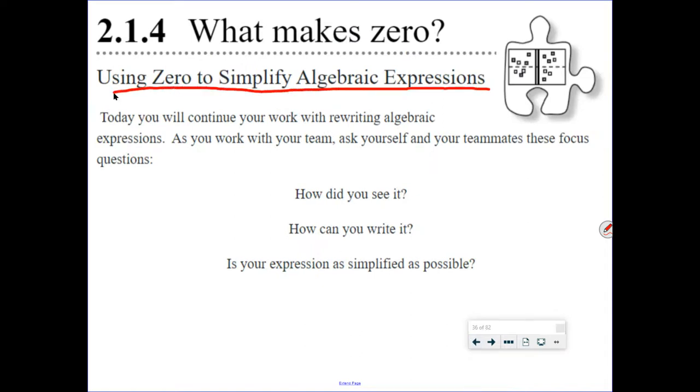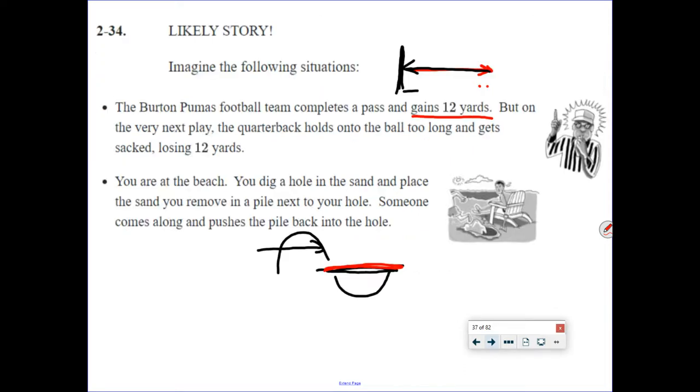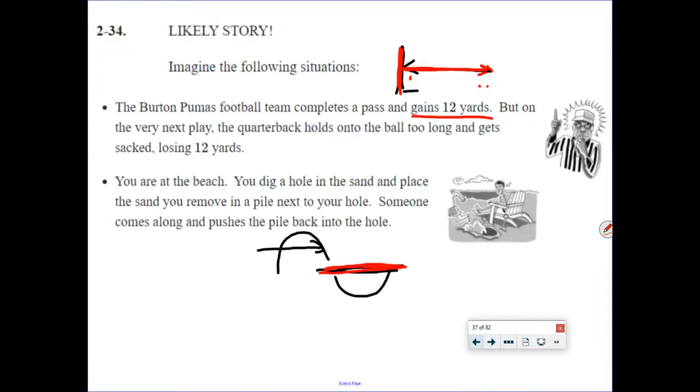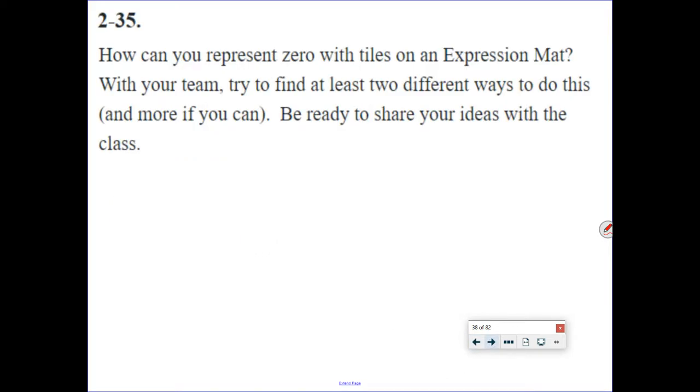Well, today we are talking about, if you notice, using zero to simplify algebraic expressions. So these two expressions here are both ways to show zero. Gaining 12 yards and then losing 12 yards, you end up at a total of zero. Digging a hole and then filling it back in, you end up back with zero. Well, that's the same thing we're talking about today as we're talking about some algebra. So back for 234, please just indicate they both end up showing zero. That's what you should write for 234. They both end up showing zero. Both situations end up showing zero. If you need to pause to write that down, write it down. Okay, do it.